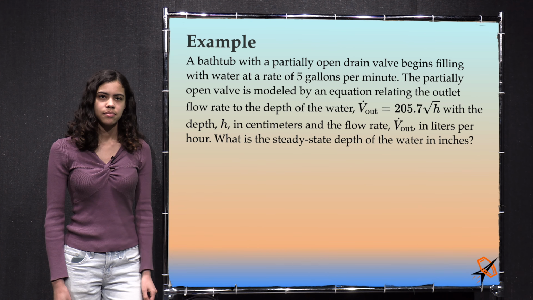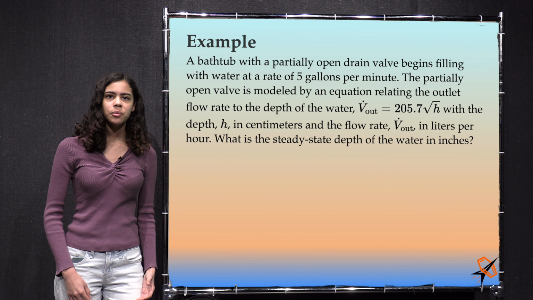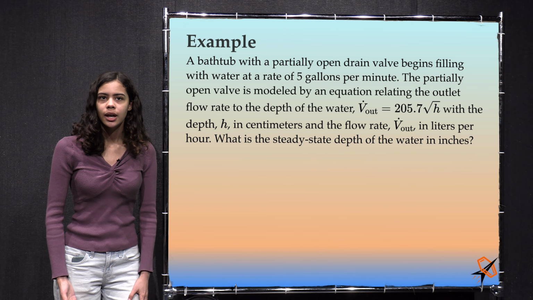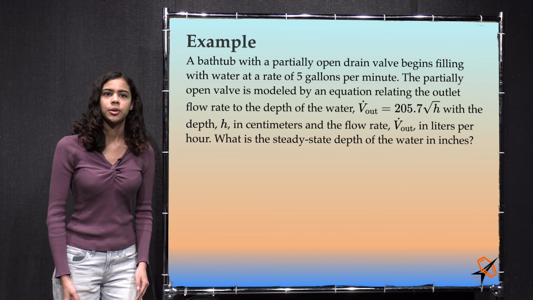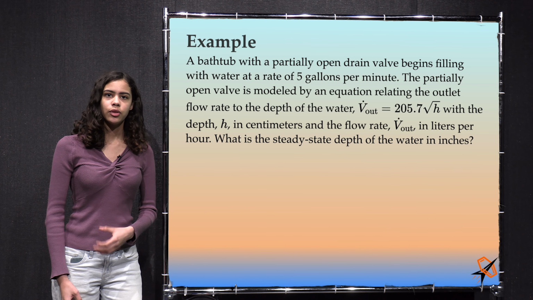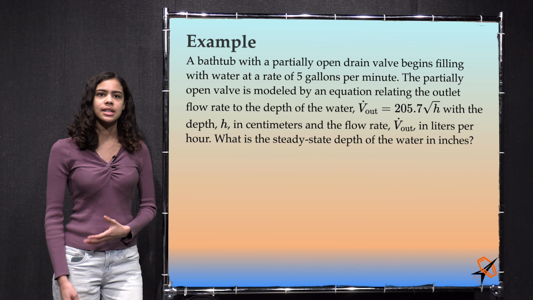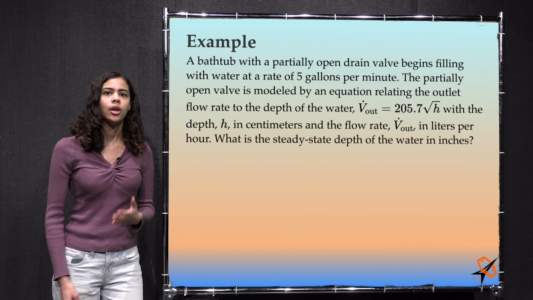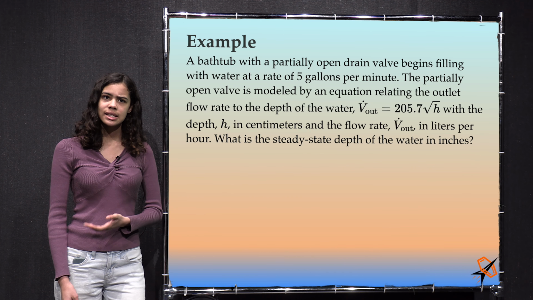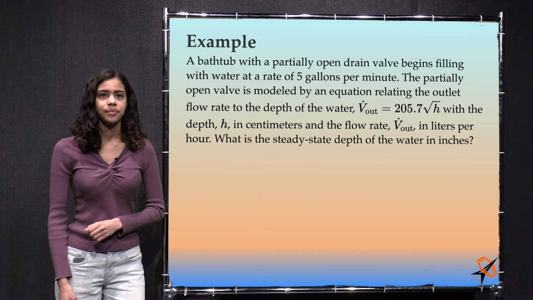The problem states, a bathtub with a partially open drain valve begins filling with water at a rate of 5 gallons per minute. The partially open valve is modeled by an equation relating the outlet flow rate to the depth of the water. V dot out equals 205.7 times the square root of h, with the depth h in centimeters and the flow rate V dot out in liters per hour. What is the steady state depth of the water in inches?